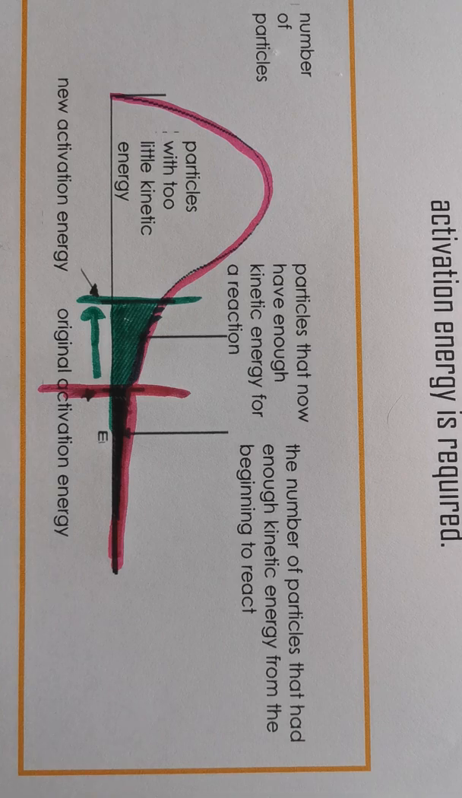So the energy of the particles does not change with the use of a catalyst, all right? A catalyst arranges the reactant particles so that more effective collisions can take place. So it's really, really about orientation. As you can see on this, less activation energy is therefore required.